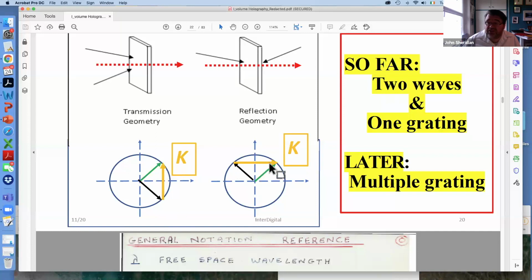And here's the case of the unslanted reflection. And here's our input. Our K vector now is here. It's perpendicular to the boundaries. And here's going to be our reflective beam. And we're going to talk about this type of representation. It turns out that it's very, very useful.